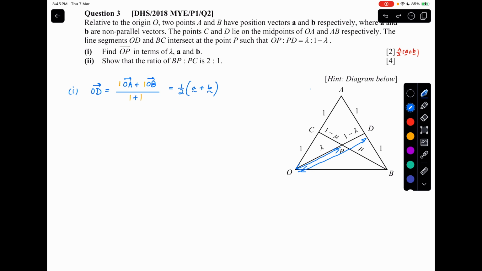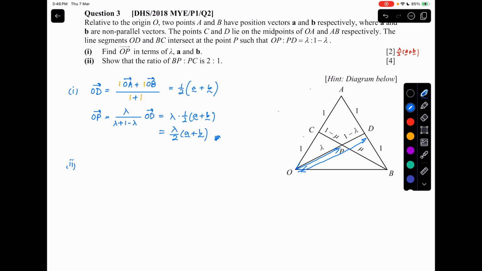Now for vector OP, it is a fraction of the whole thing. So it is lambda parts out of lambda plus 1 minus lambda parts. So technically speaking, this is going to be lambda over 1, so I'm just going to put lambda times OD. What is OD? Lambda times half of A plus B. So altogether, we can combine them to lambda over 2, vector A plus vector B. So this is the expression for OP. So not difficult.